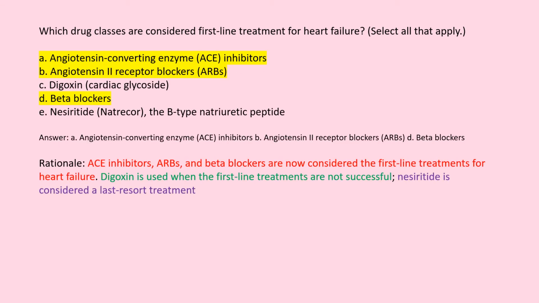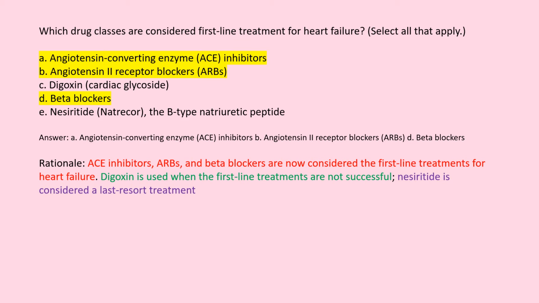Answer: A. Angiotensin-converting enzyme, ACE, inhibitors. B. Angiotensin II receptor blockers, ARBs. D. Beta blockers. Rationale: ACE inhibitors, ARBs, and beta blockers are now considered the first-line treatments for heart failure. Digoxin is used when the first-line treatments are not successful.